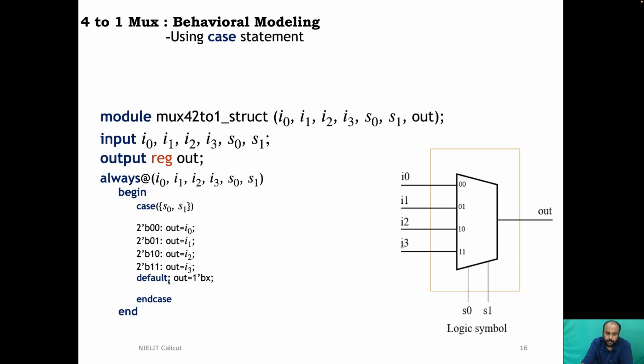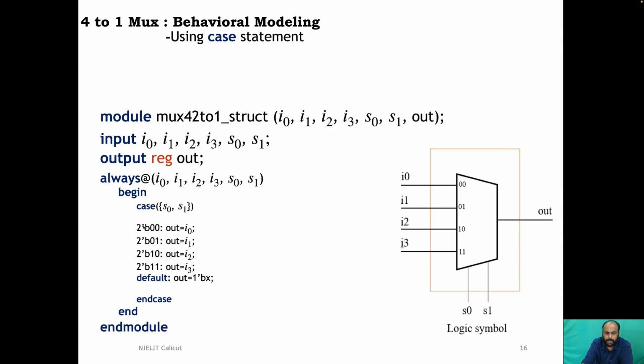Also I am writing a default statement and feeding the output with a high impedance value or unknown value, according to my interest, to be flowing to the output. So whenever I write a case, I must ensure that I have written an endcase, okay, and a begin should have an end, a module should have an endmodule.